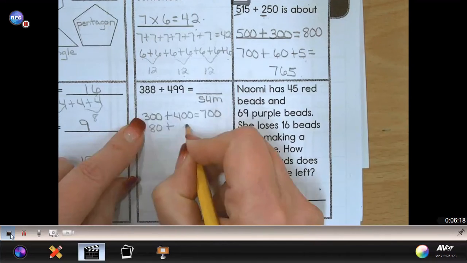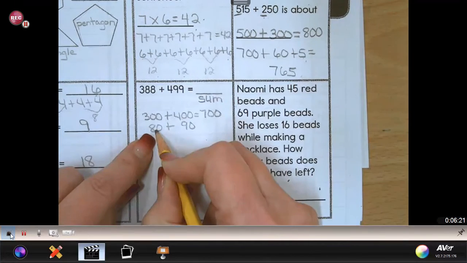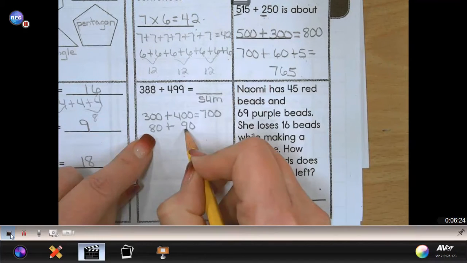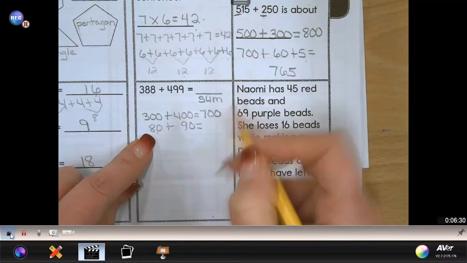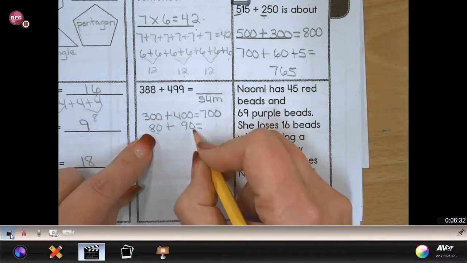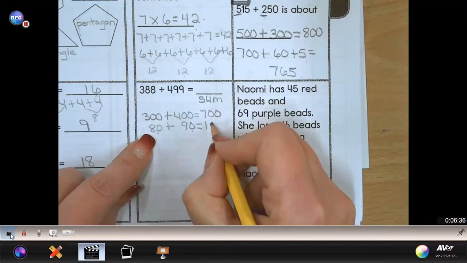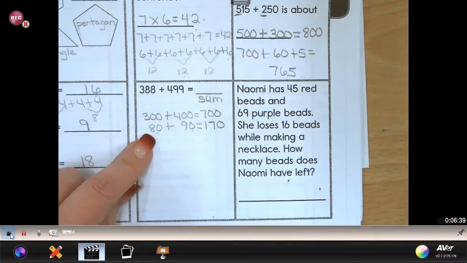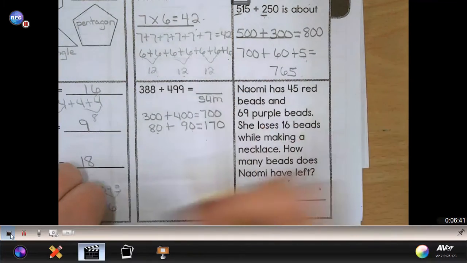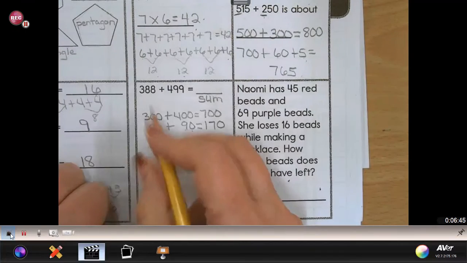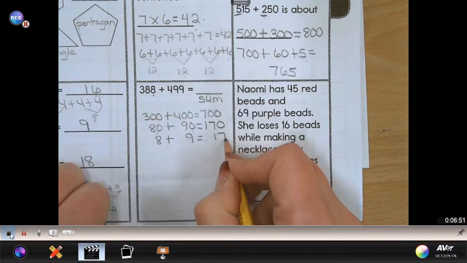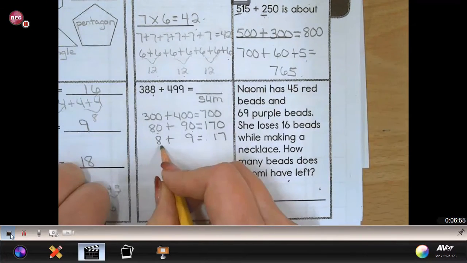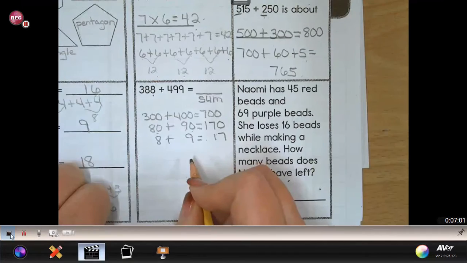80 plus 90. Now, if you think about this, you could take 10 from the 80 and add it to 90, and that would make 100, leaving this with 70. Or if you think about 80 plus 80 is 160, plus one more 10 would be 170. Lots of different ways you could think about taking these numbers apart and making them easier for you to use. 8 and 9 more is going to give me 17, because 8 plus 8 is 16. So if 8 plus 8 is 16, then 8 plus 9 is going to be one more, which is 17.